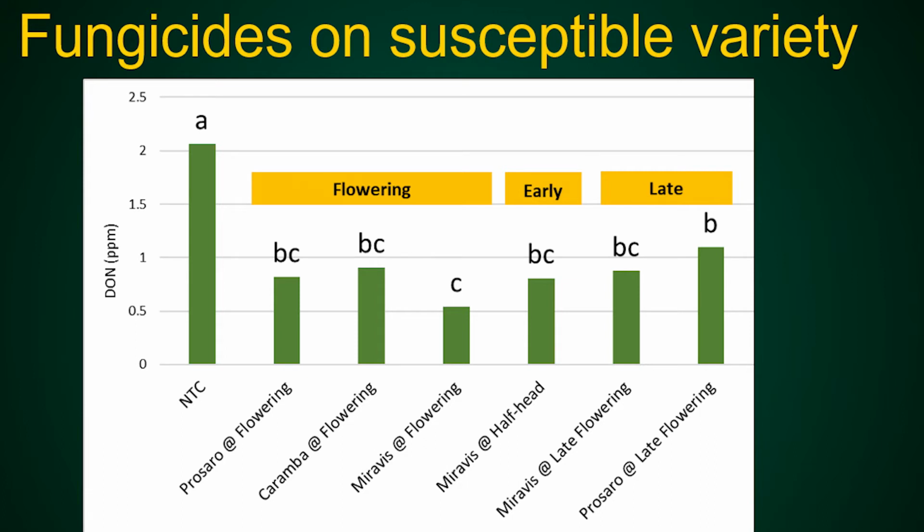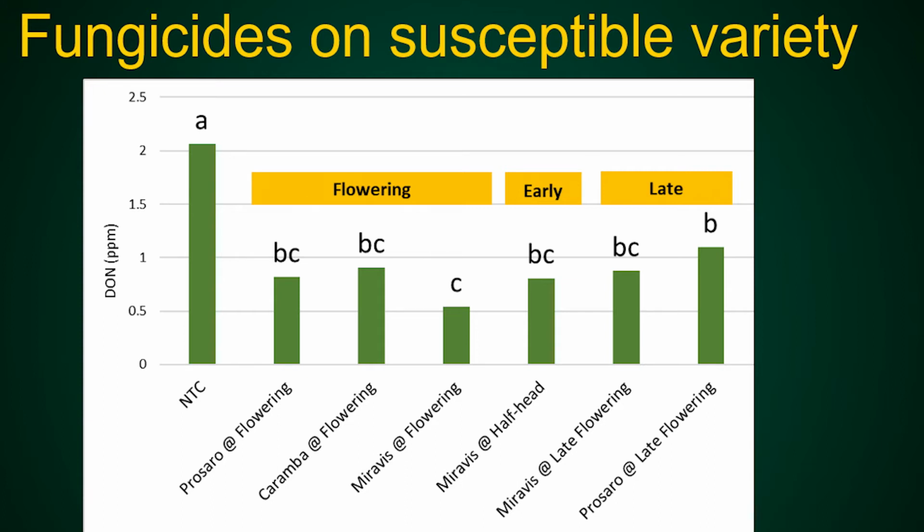And I'm showing 3 different timings here. So here we have Prosaro at flowering, Caramba at flowering, and Miravis Ace at flowering. All pretty similar. I should point out that all of our timings provided control compared to the non-treated. So that tallest bar right here is no fungicide. When you go to the early timing, it maybe looks like slightly more DON than the Miravis at flowering. And this is the Miravis at half head.